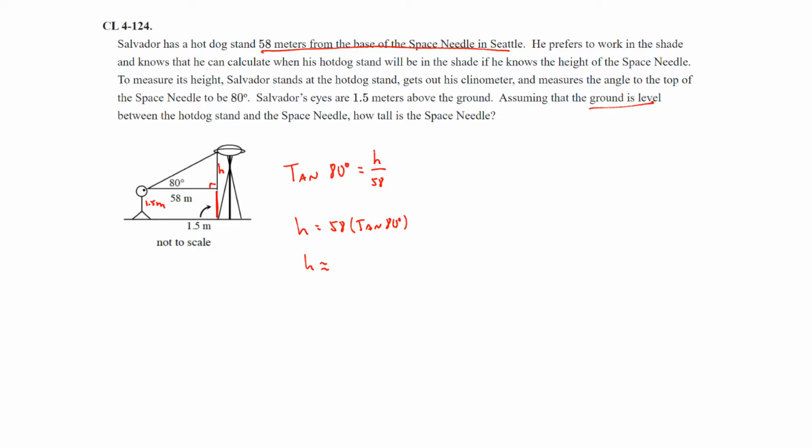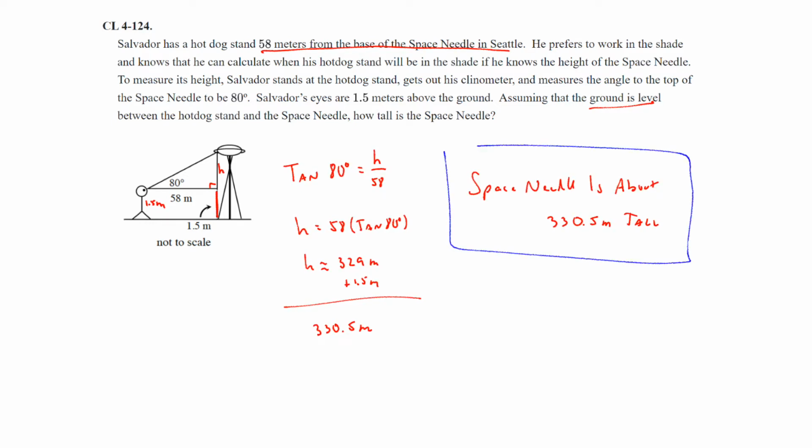Therefore, h is approximately 329 meters. And then if we add on the additional 1.5 meters, we're going to have a total of 330.5 meters. So don't forget to make sure you answer the question that is being asked.